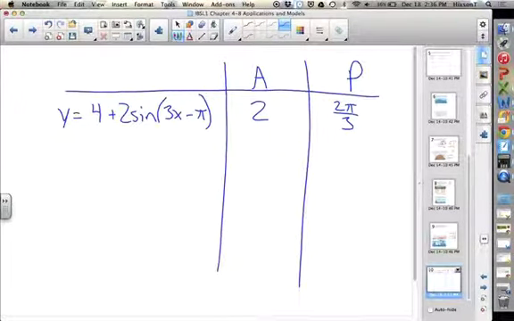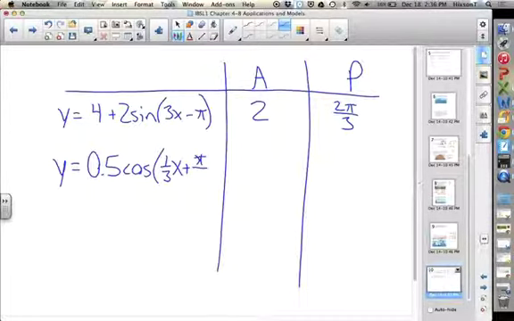Alright. Let's try another one. y equals 0.5 cosine of 1/3 x plus pi over 3 minus 1. Okay. Amplitude is 0.5. What's our period? 6 pi. Okay, 2 pi divided by 1/3, you flip and multiply, we get 6 pi. Okay?